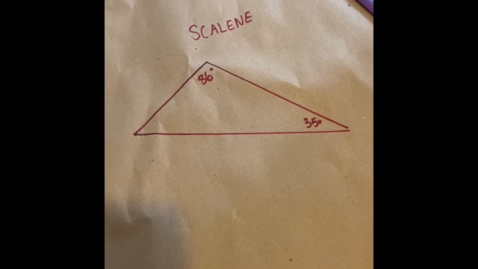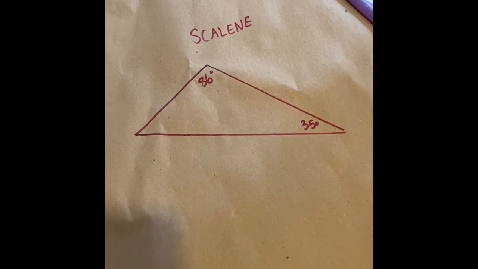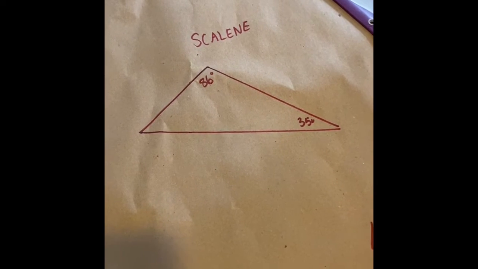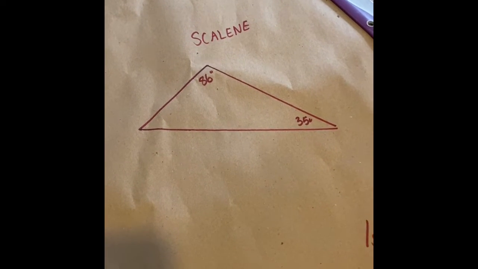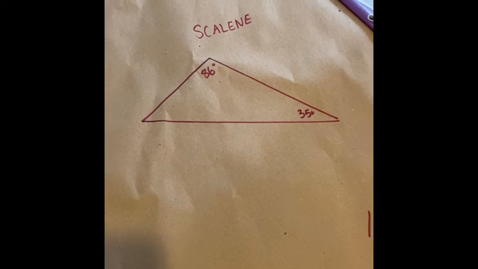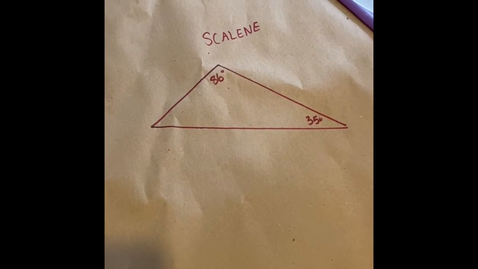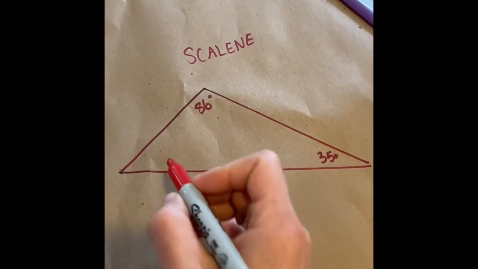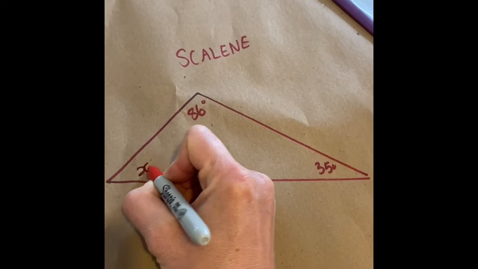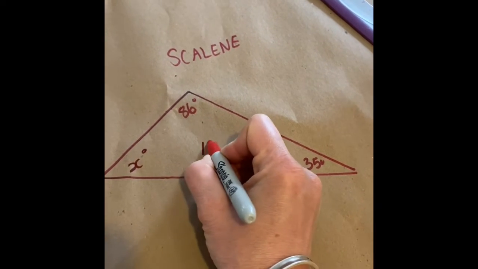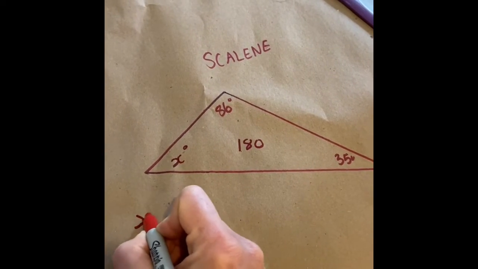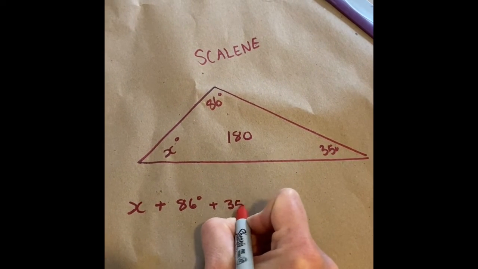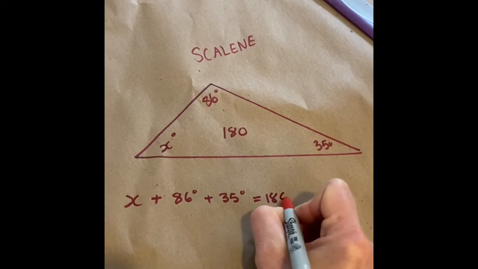And the last triangle that we're going to look at is called a scalene triangle. And a scalene triangle is just a triangle where all the sides are different sizes and all the angles are different sizes. So the only thing we know about this triangle is that all the angles are different, but all the angles need to add up to 180 degrees. That's the magic number for a triangle. So we know that x plus 86 degrees plus 35 degrees has to add up to 180 degrees.